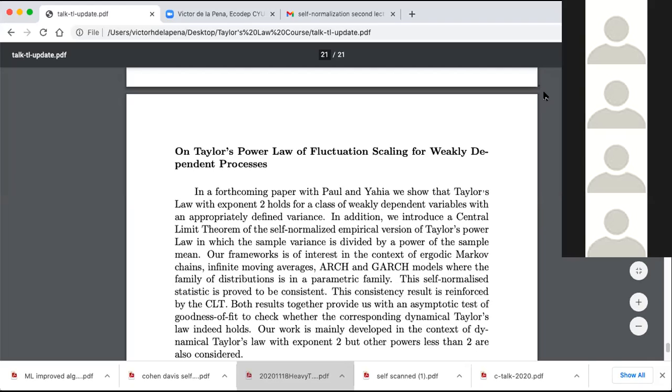For example, when you look at the population density, your sample could be in thousands of people or in hundreds of people, and your result is invariant with respect to the sample size. So I have shown how to use Taylor's law and the coefficient of variation to test for a distribution. And our work with Paul and Yahya extends this to the case of weakly dependent processes. And that's the end of the talk.